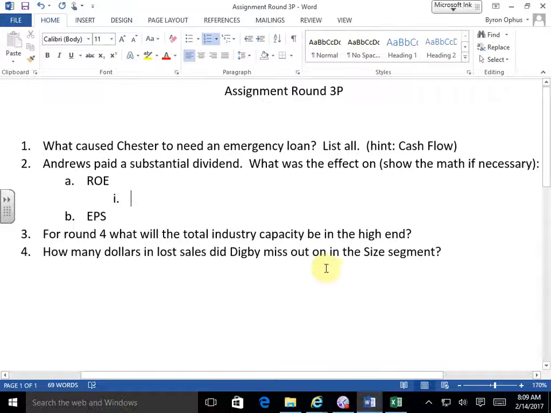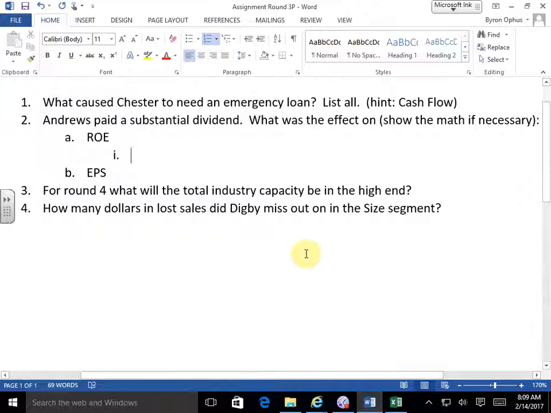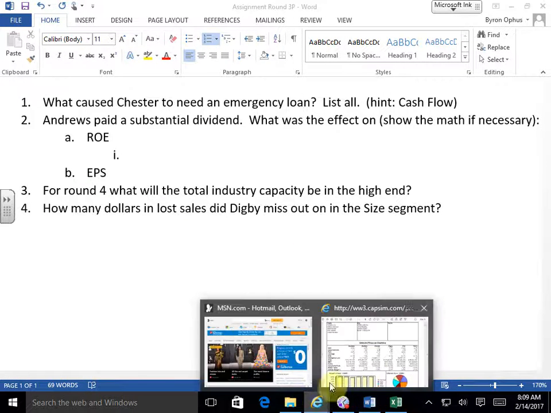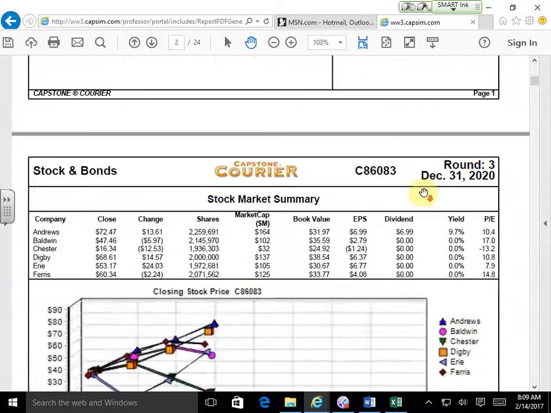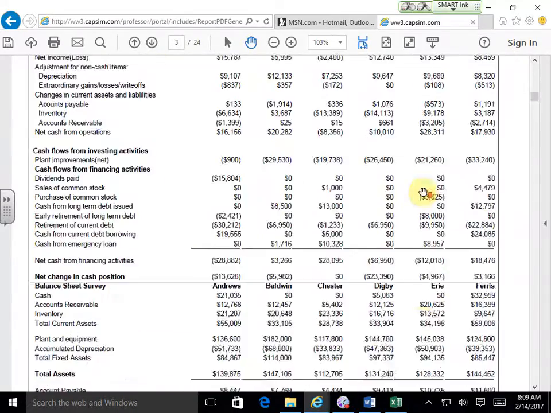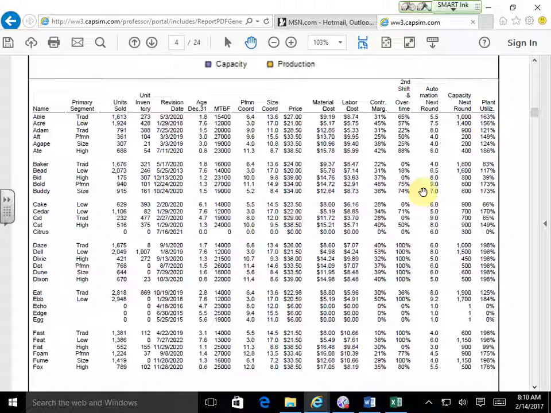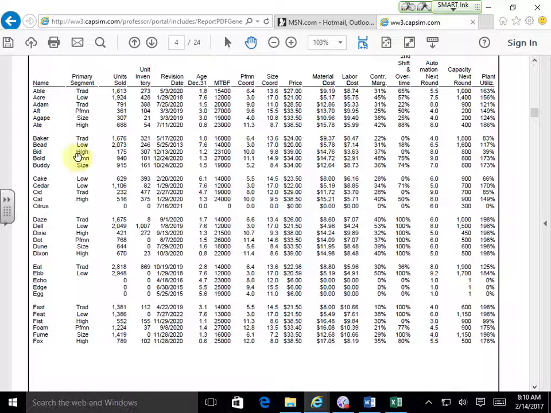So, question 3. For round 4, what will be the total industry capacity in the high end? Well, let's go take a look. I'm going to find that in my production analysis. Should be right here. Boy, that's small print. High end, I've got to be a little bit careful because a couple teams have introduced some new products that might be in the high end. I think Team Ferris for 1 and Team Digby for 2. Team Erie, on the other hand, doesn't have a high end other than they got 1 unit of capacity.